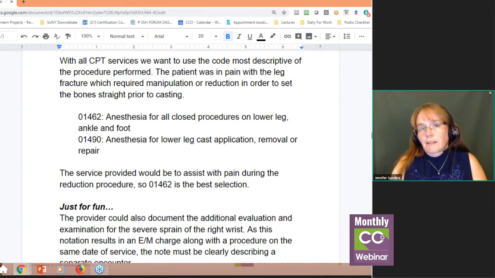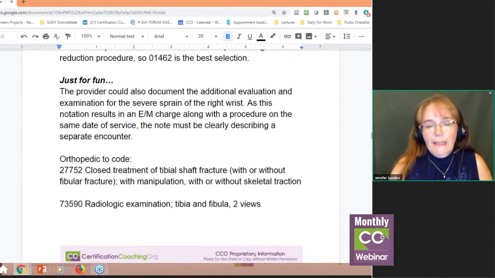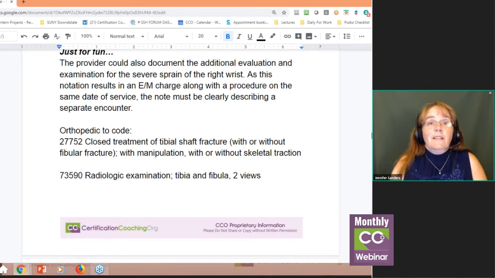So just for fun, because I got to the answer so quickly, I decided that we're going to go ahead and code the whole rest of this note. So we don't know a whole lot of information, so I'm going to make a little bit of assumptions here, just because this is the field that I'm familiar with.